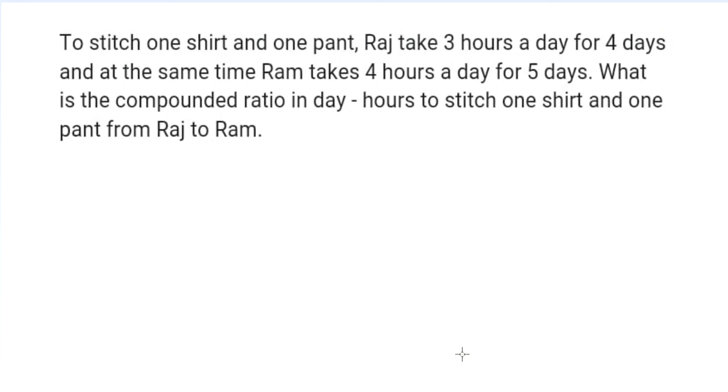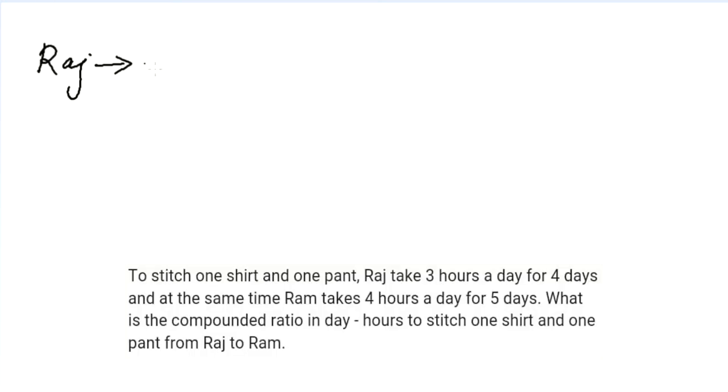The question says to stitch one shirt and one pant. Raj takes 3 hours a day for 4 days, and at the same time Ram takes 4 hours a day for 5 days. What is the compound ratio in day hours to stitch one shirt, one pant, their work from Raj to Ram? So they're asking Raj is to Ram, what is the total work done. Raj is 3 hours for 4 days, so 3 into 4, into 24.